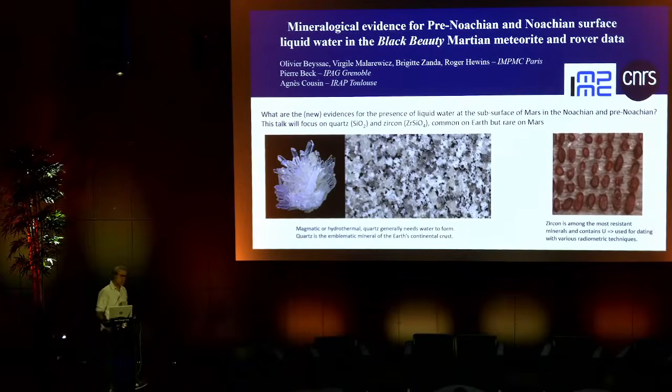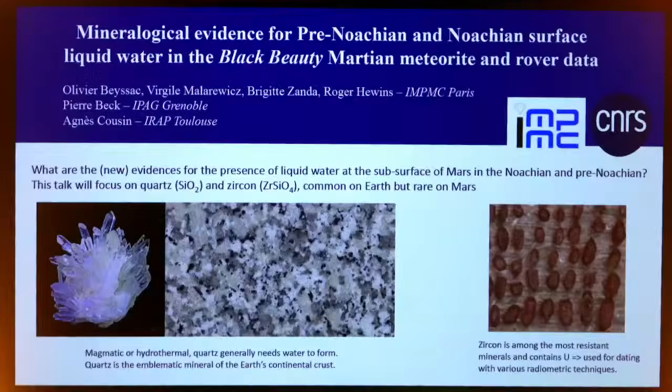Most of the pavement of a sidewalk in Paris is done with various granites, and you will see the quartz as the small gray translucent grain here. So quartz is really the emblematic mineral of the Earth's continental crust, and I will show you that we found it recently on Mars. And on the right, I represented zircon, which is among the most resistant mineral we have. It contains uranium, and it is used for dating with various radiometric techniques.